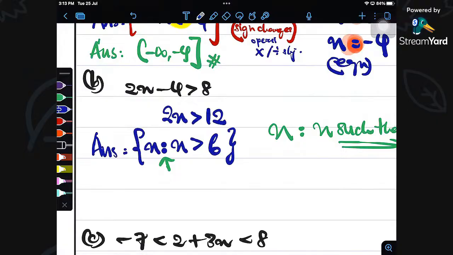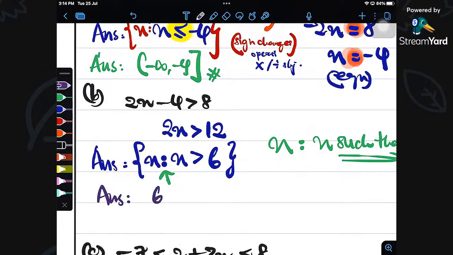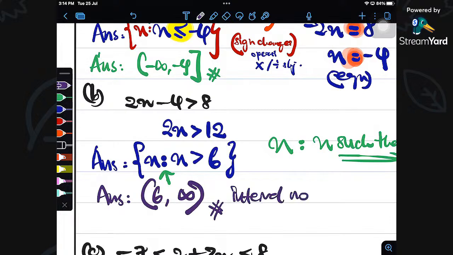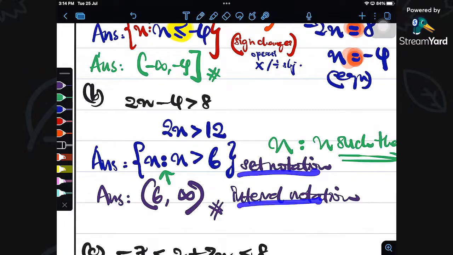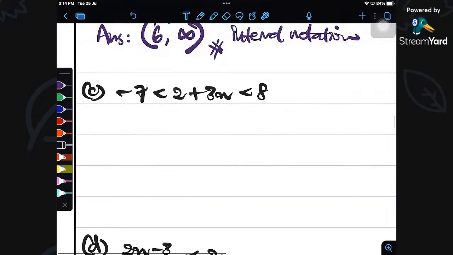And then another way of writing the answer is 6 until infinity, where 6 is not included. And so that's the answer in interval notation, remember? Or interval form. While this is called set notation. So I hope we already encountered this in our tutorials and lectures, which there are two ways of answers to deliver it.